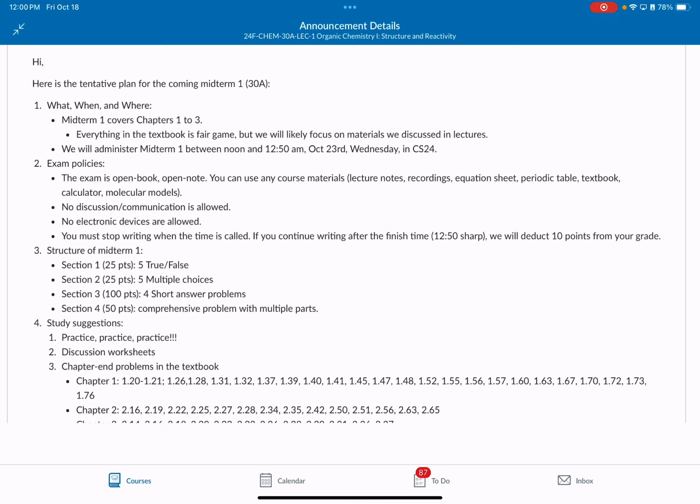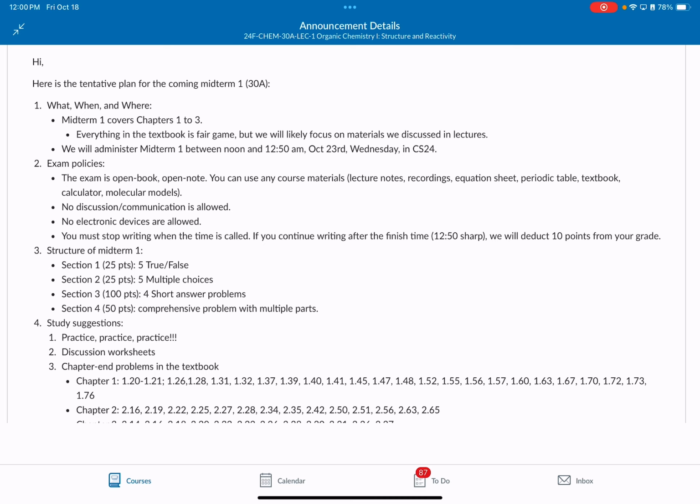And for exam policy, as stated in my syllabus, my exams are open book, open notes. You can bring anything on paper. You can bring your molecular kit. You cannot use anything electronic, unfortunately. All right, so if you have your tablet writing your lecture note, you want to print it out. So you have it on paper, no exceptions.